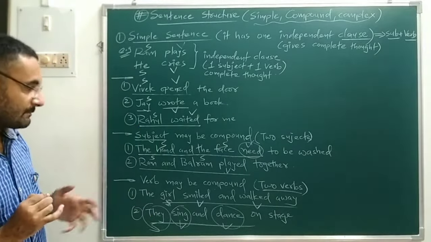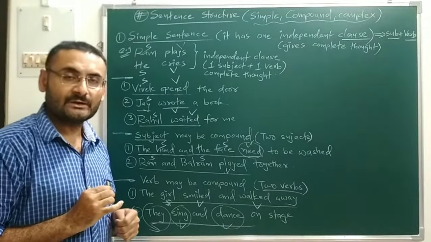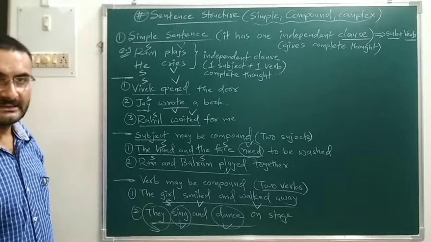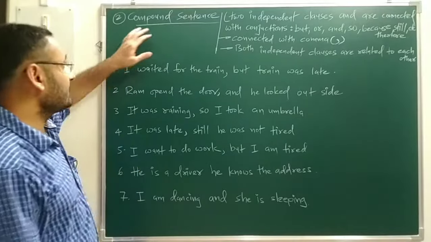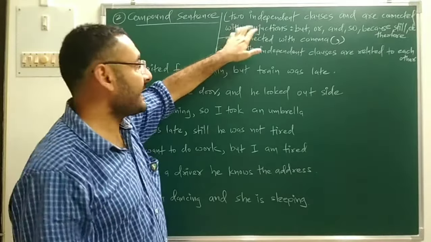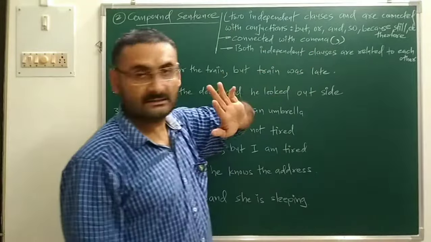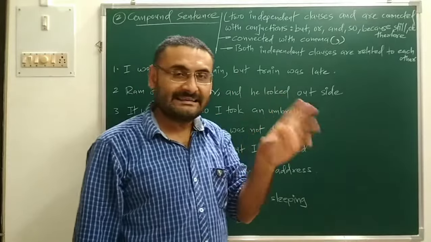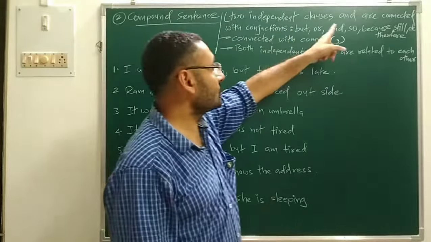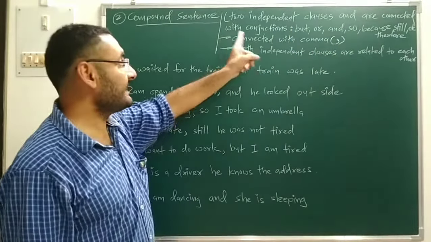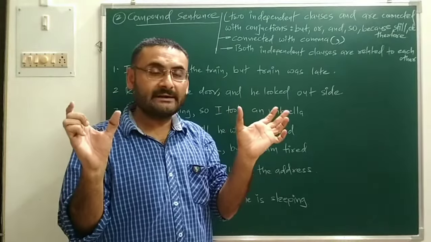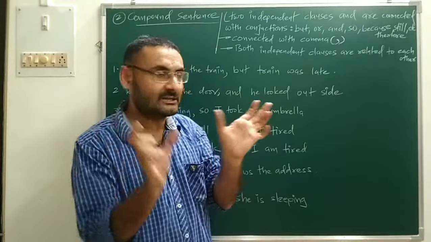So I hope the meaning of simple sentence is clear to you. Now we'll discuss the next structure of the sentence, which is the compound sentence. Now compound sentence means what? It has two independent clauses. In a simple sentence it has only one independent clause. In a compound sentence two independent clauses are there and they are connected with a conjunction.